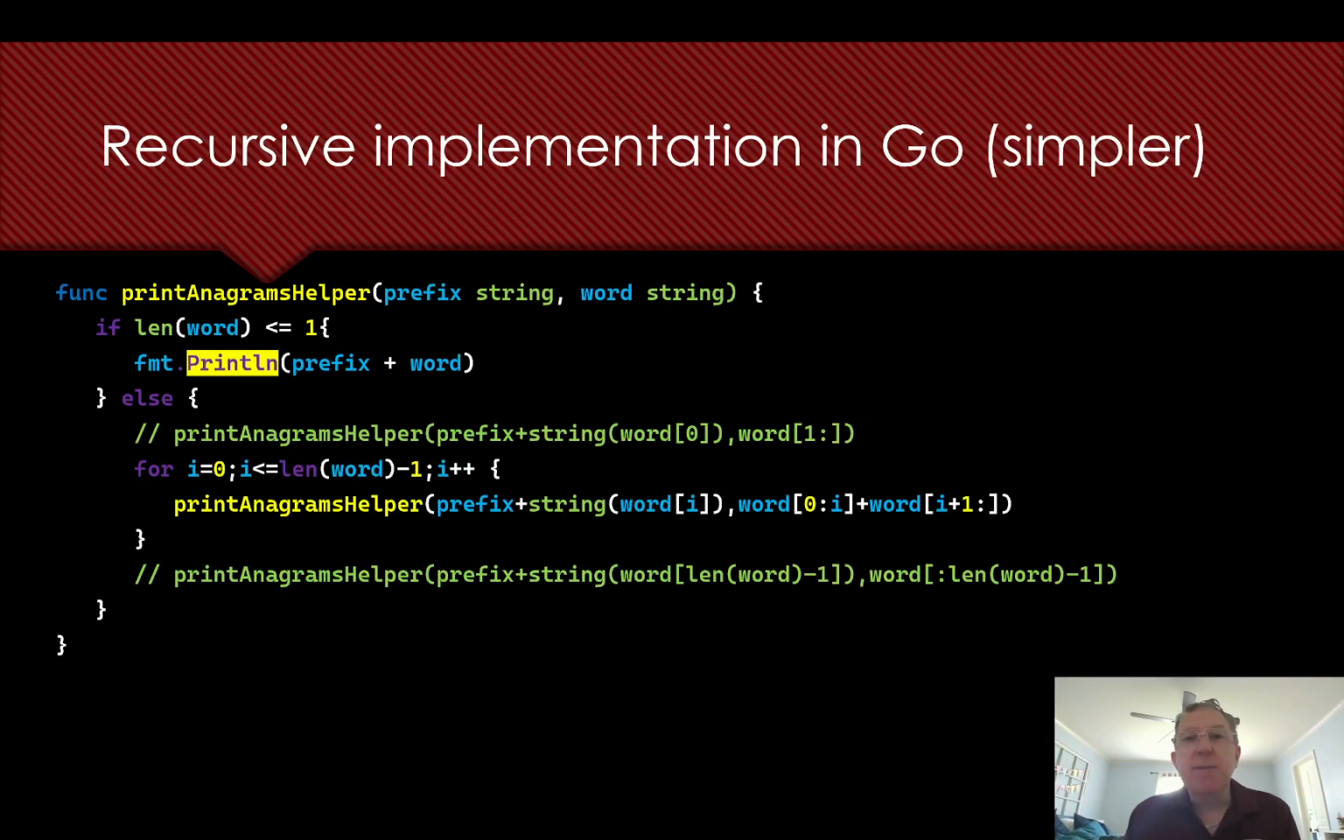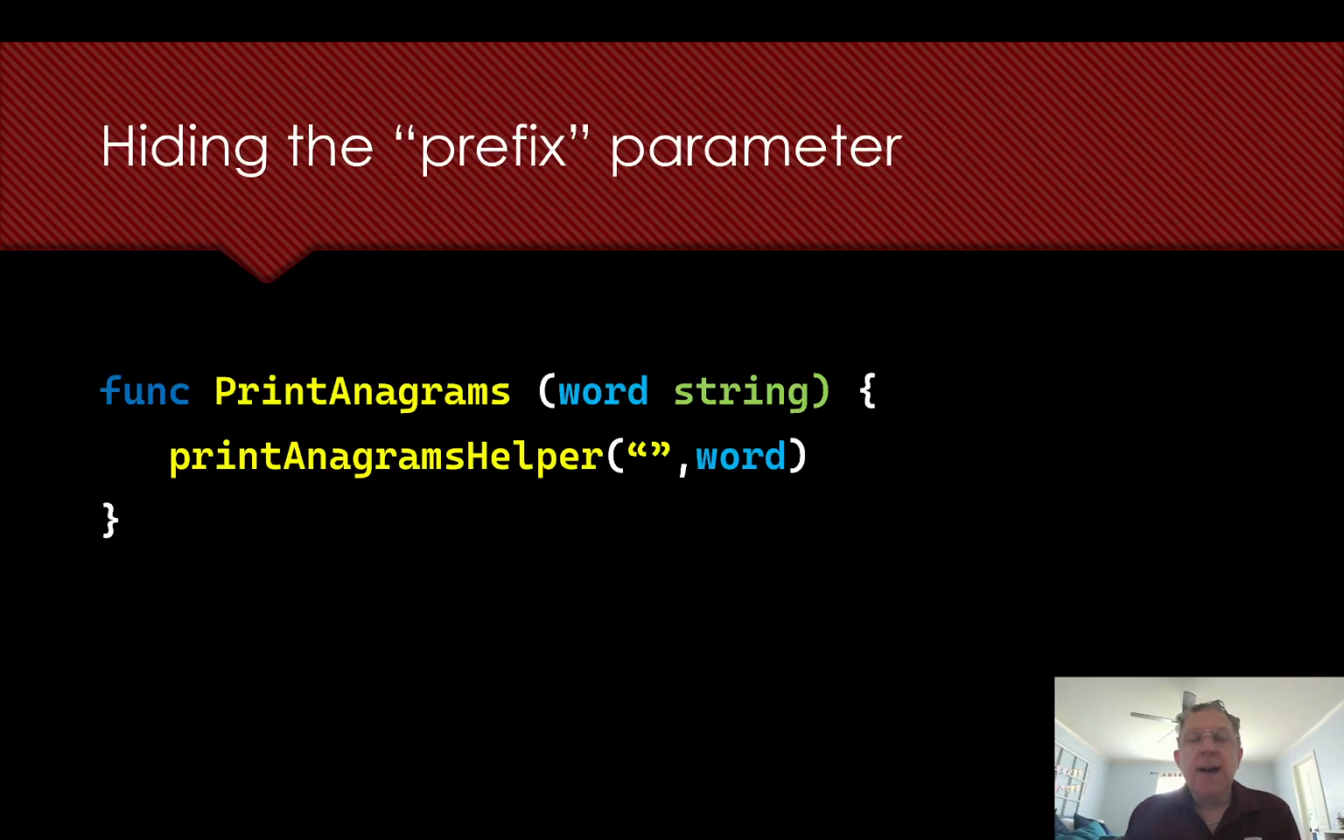And actually, because of the way slices work in Go, we can do everything in the loop because word bracket 0:0 will be the empty string. To hide the prefix parameter from the user, we can add a small method which calls our helper method, initializing prefix to the empty string.